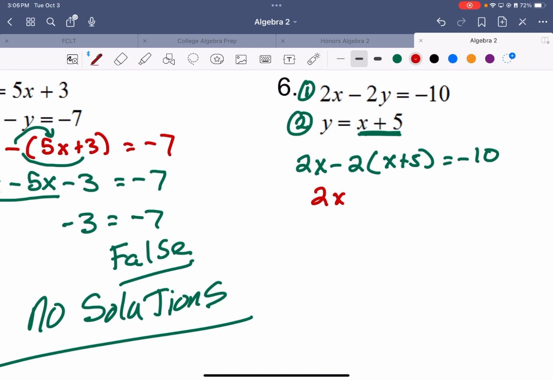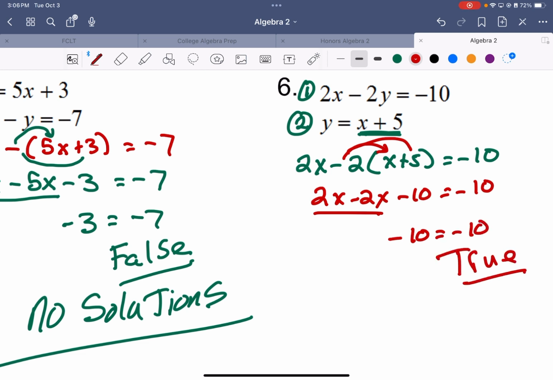Distribute: 2x minus 2x minus 10 equals negative 10. Combine like terms. That's negative 10 equals negative 10. That's true. That means they're the same line. So there are infinitely many solutions to this. If 0, 5 is a solution for the first one, 0, 5 is a solution for the second one. There's lots of answers you could have for this.